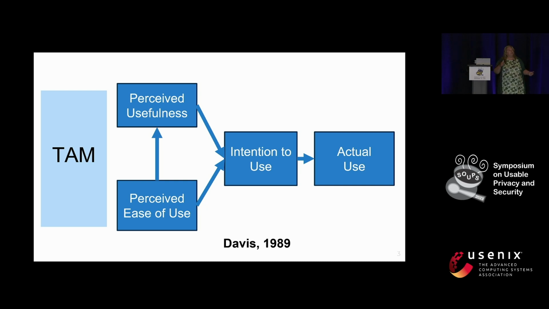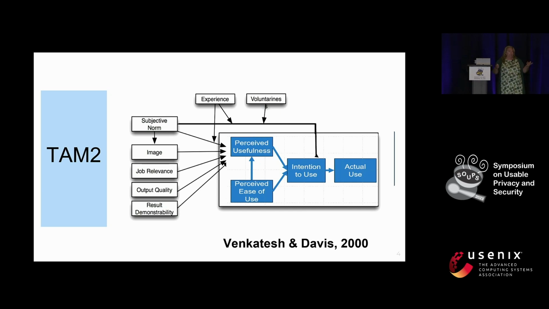We have this perceived usefulness and perceived ease of use. That word perceived is very important. We're going to come back to that. But that leads to an intention to use and hopefully an actual use. Well, after they came up with TAM, they said, we don't know enough about that. We need to put in more stuff. So they added external factors, and there we are, heading back in the same model.